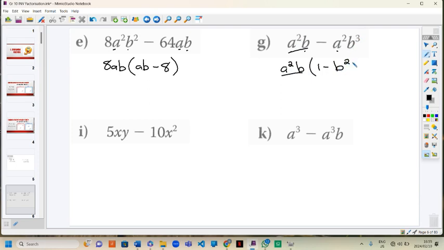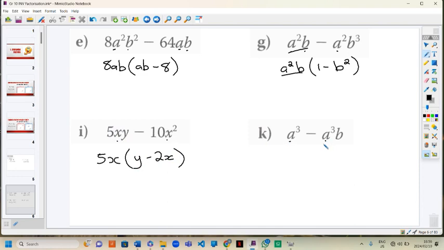B squared. Good. Look at the next one. What's common in 5 and 10? Good, 5. Now we're going a little faster. Common letter there, I've got X. What am I going to take out? I'm just going to take out an X. What's going to be left here? Just Y. Minus what's going to be left here if I take this out? 2X. Good. I hope you're getting the hang of it now.